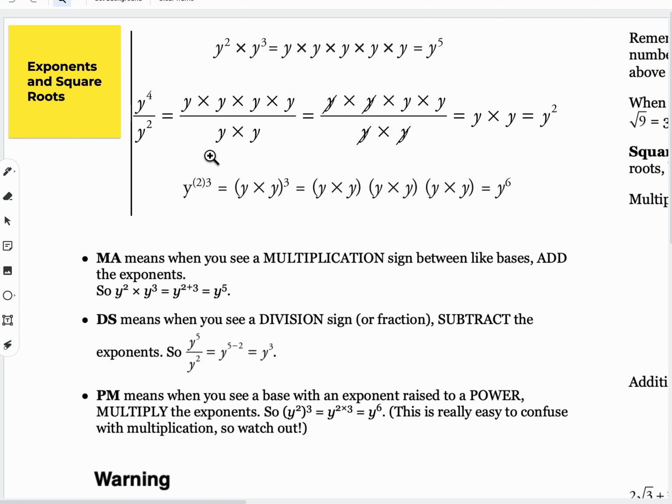Let's take a look at that. Y to the 2nd power to the 3rd power is y squared times y squared times y squared, or y times y times y times y times y times y, which gets us to y to the 6th power.